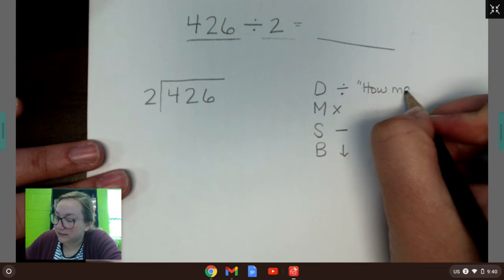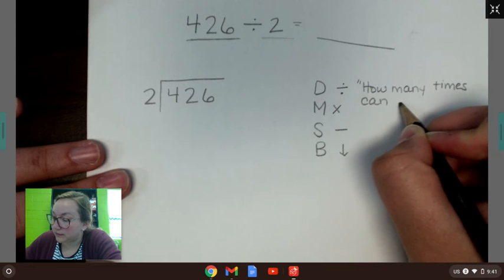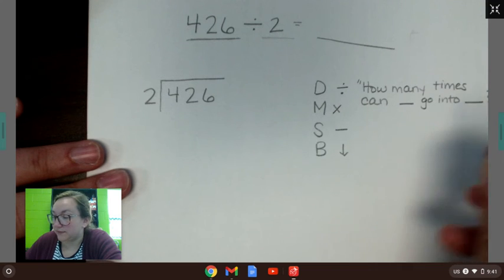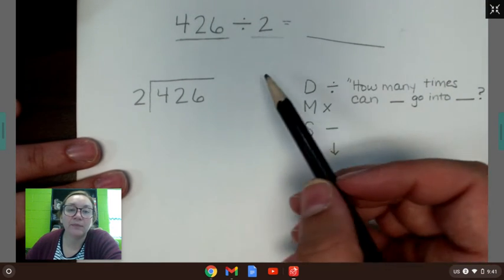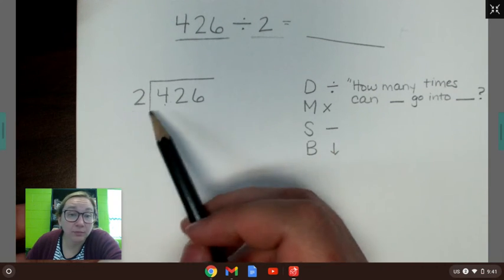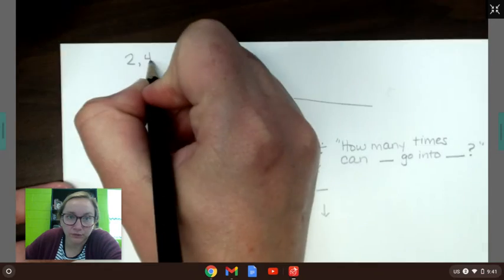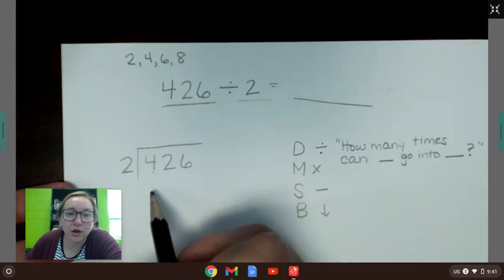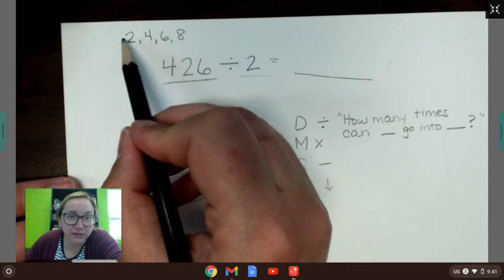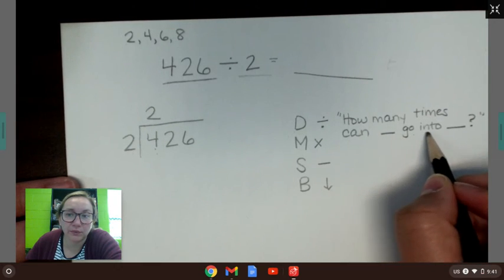So the first thing, and I like to put this question out here: how many times can blank go into blank? This is that first question that you're going to ask yourself. So you're going to say, how many times can 2 go into 4? Now, if you don't know, you can count by 2s to see. So, obviously we would do 2, 4, 6, 8. Well, it can't go over 4. So how many times can 2 go into 4? Well, 2 times because 1, 2. So we put it up here.